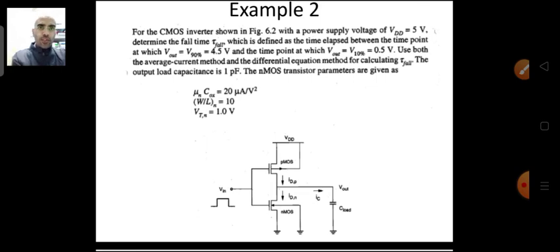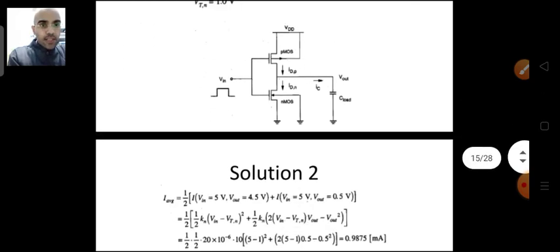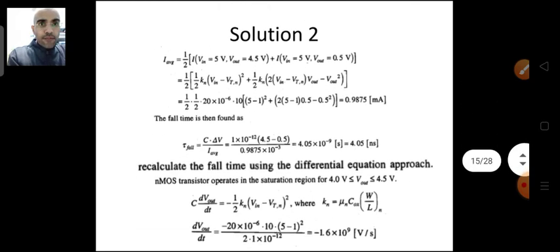As I have already told you in the previous class, the first method is a very crude method. It is a rough method and gives you an approximate solution, and the second method gives you a more accurate solution. So we'll see how much difference there is between these two. Let's see how we'll solve it with the first method and then with the second. So first, the average current method.